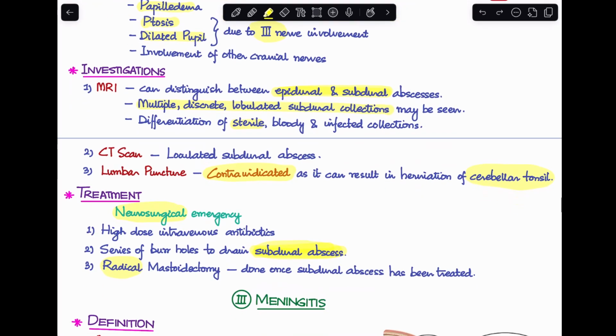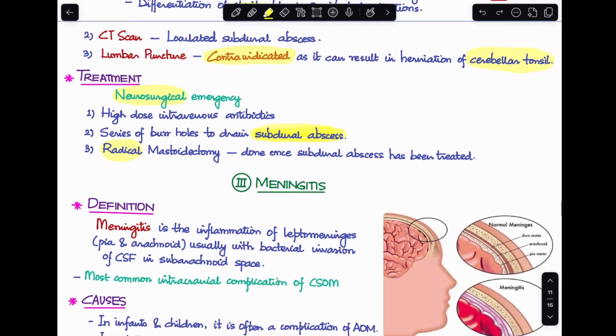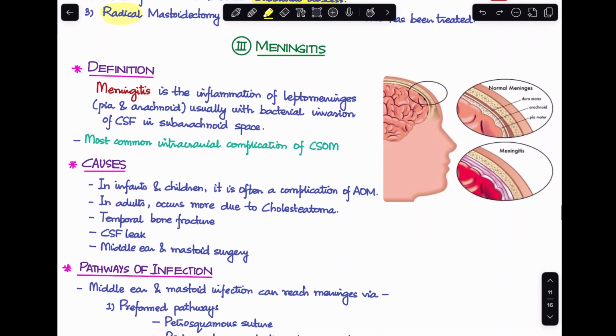Next, the third and the most common intracranial complication of CSOM is meningitis. Now, what is meningitis? Meningitis is the inflammation of leptomeninges. Leptomeninges meaning the combination of pia and arachnoid matter, combined with bacterial invasion of CSF in the subarachnoid space.